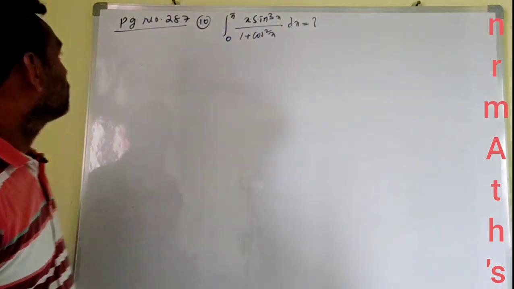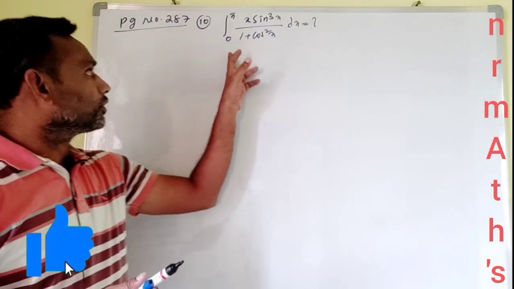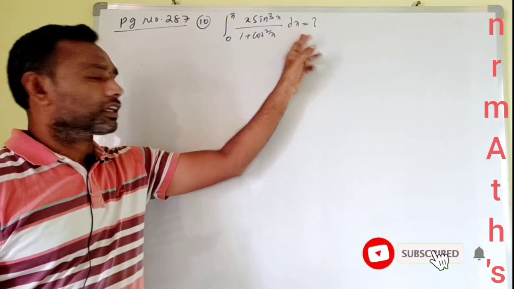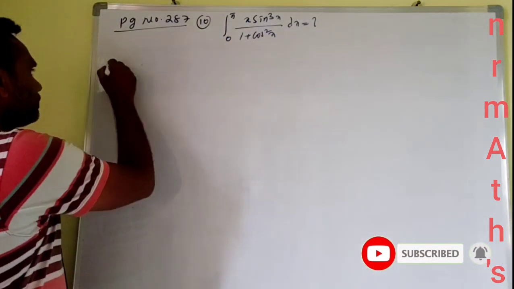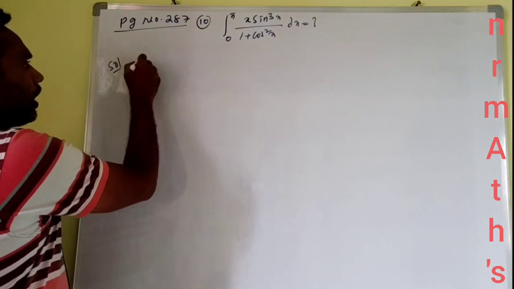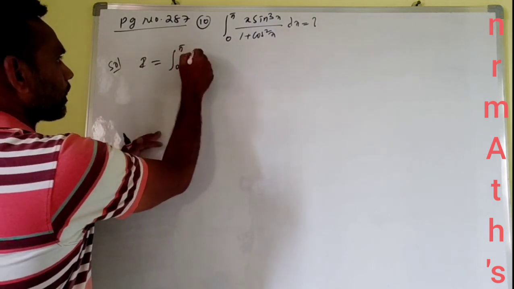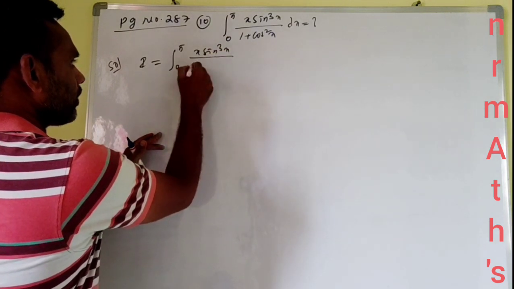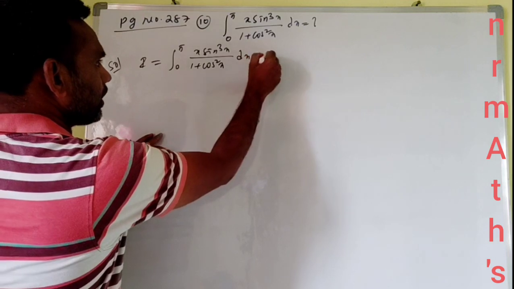Okay, page number 287, 10th problem. Integration 0 to pi x sin cube x by 1 plus cos square x dx. It is the most important for 7 marks. Now given, let I is equal to integration 0 to pi x sin cube x by 1 plus cos square x dx. It is the 1.